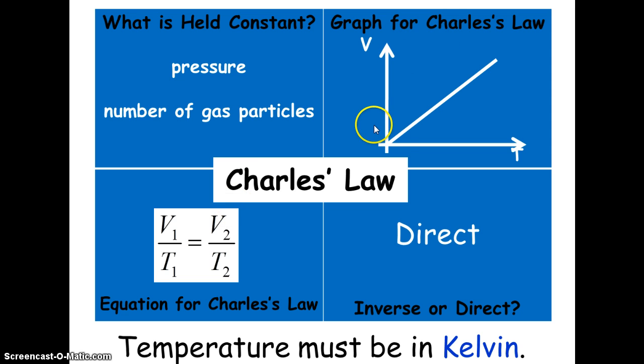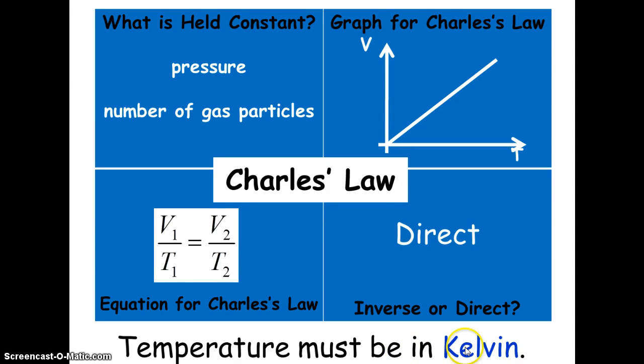Now looking at this on a graph, what this says is pretty straightforward. As temperature increases, volume is also going to increase. And as temperature decreases, volume is also going to decrease. We call this a direct relationship, meaning that as one variable increases, the other variable is also going to increase.